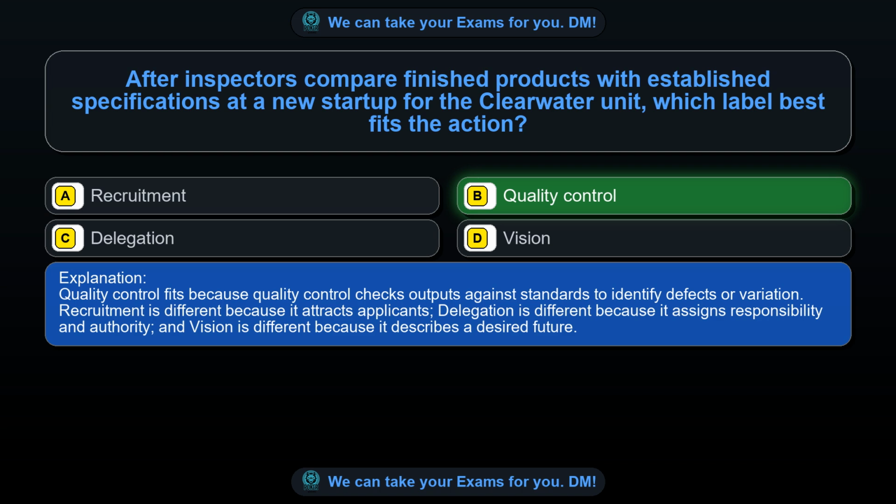Quality control fits because quality control checks outputs against standards to identify defects or variation. Recruitment is different because it attracts applicants. Delegation is different because it assigns responsibility and authority, and vision is different because it describes a desired future.